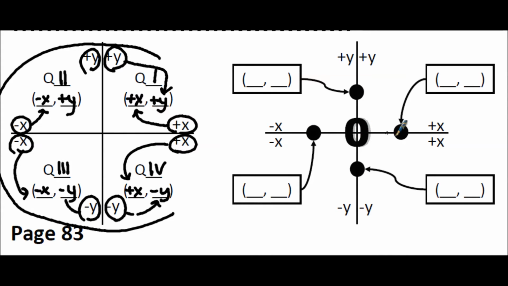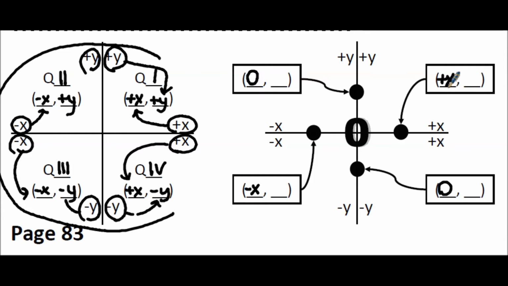Now these 2 points are on the y-axis, and to the left we're going to have a negative x, and to the right we'll have a positive x coordinate. So if we're in the center of the x-axis on the y-axis, we're going to have a 0 coordinate for x. So to the left we have this negative x, and to the right we have a positive x.